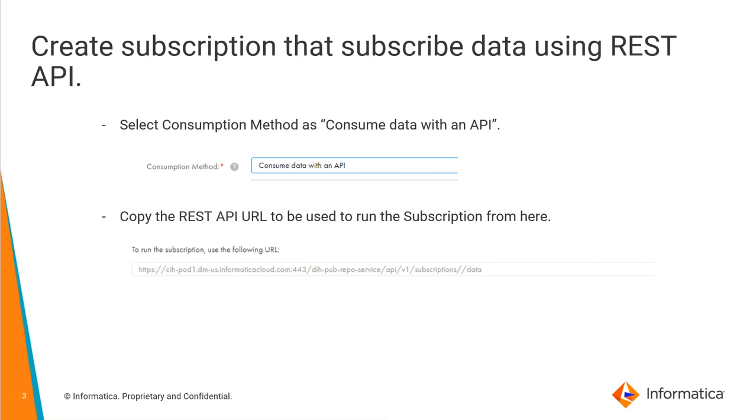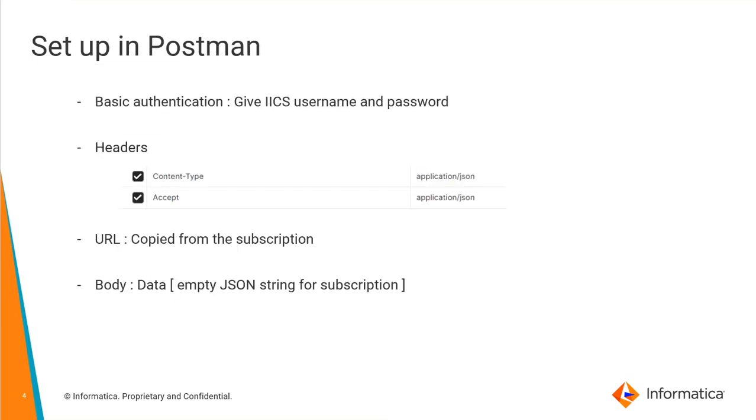Once we select this option and give other details, such as topic and application, we can save the subscription, and after saving we can copy this URL, which we can use in any REST API client to trigger a subscription. In this video I'll be showing you how we can set it up in Postman.